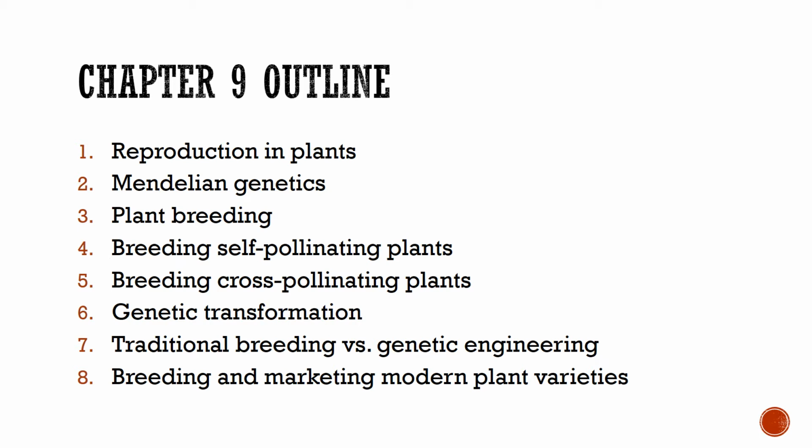We're going to look at 8 big topics within improving plants, especially crop plants, and how we grow them and how we breed them. So of course the first thing we're going to look at is reproduction. We'll look at a couple different scientists within that reproduction. We'll look at plant breeding, the difference between self-pollinated versus cross-pollinating plants. We'll look at genetic transformation, and then we're going to compare and contrast traditional and genetic engineering, and wrap that up with how we market those plants and how they are bred to market.